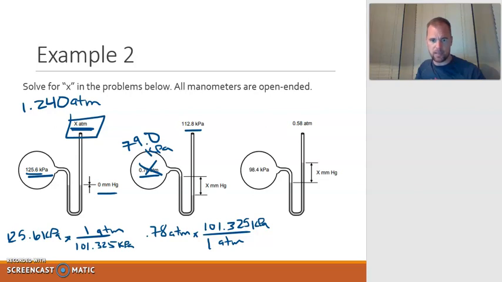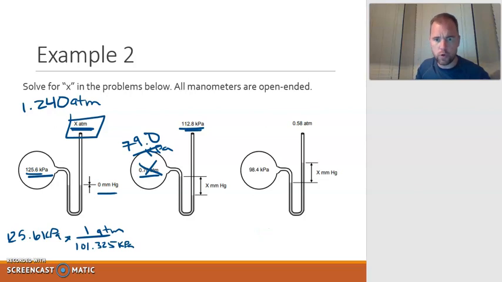But we want to know what the difference is. We just want to know the difference in height. So we're just going to take these two numbers, the 112.8 and the 79.0, and subtract them. I'm going to erase this just because I don't need it anymore and want to give myself more room. The difference there is 33.8 kilopascals.